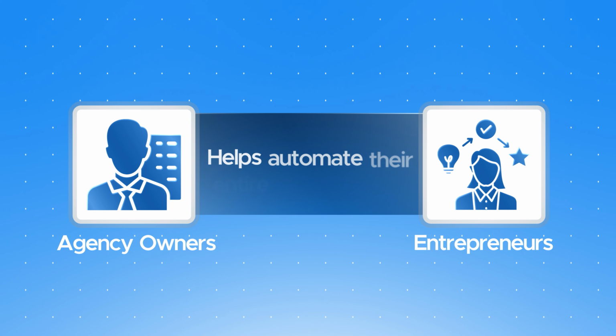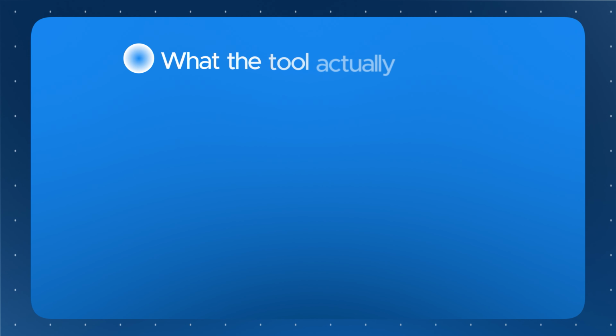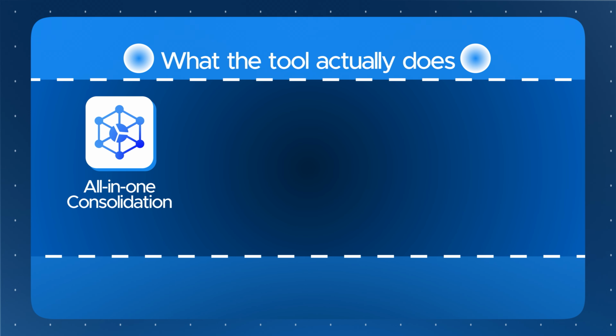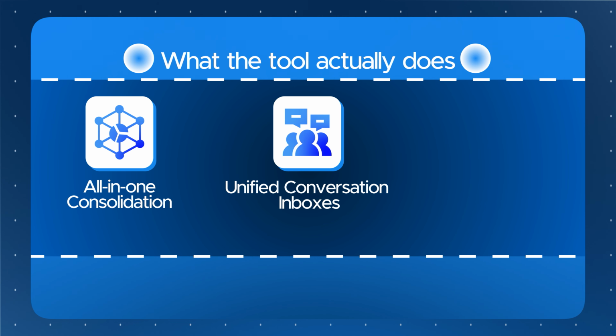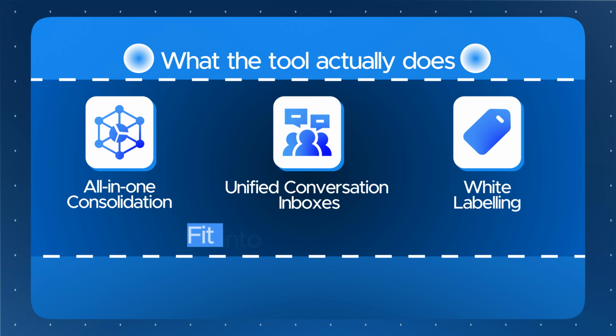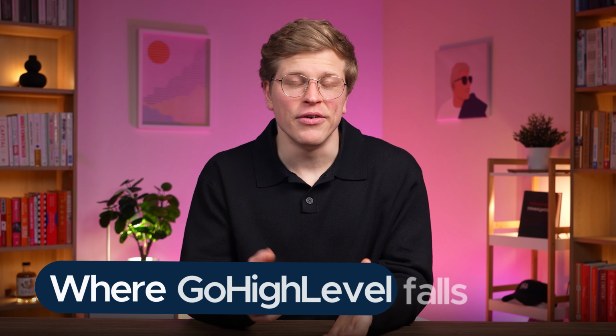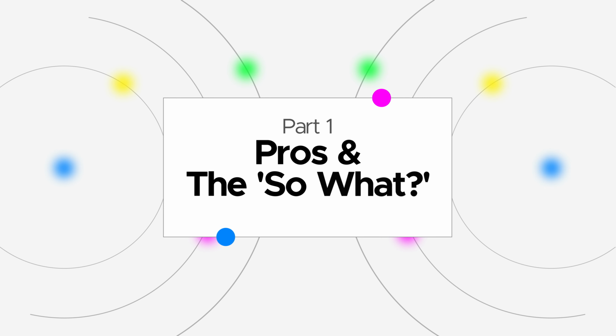GoHighLevel helps agency owners and entrepreneurs automate their entire sales process so they can scale without the tech headache. In this review, I'll show you what the tool actually does, how the key features like all-in-one consolidation, unified conversation inboxes, and white labeling fit into real workflows, and who this makes sense for, plus where GoHighLevel falls short. Now, let's get started. Pros and the so what.